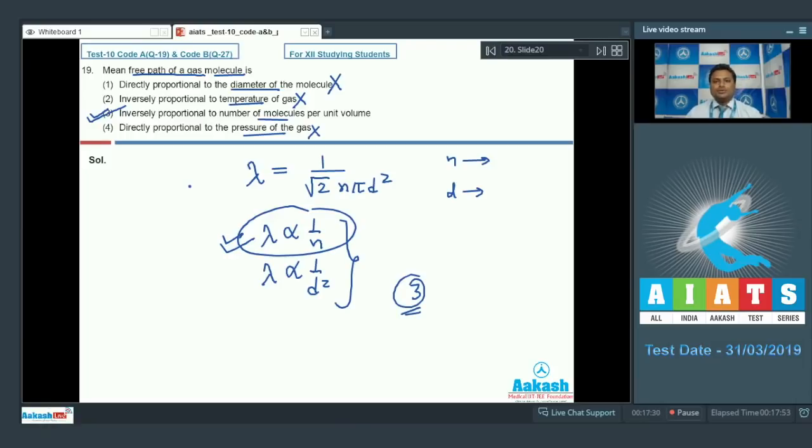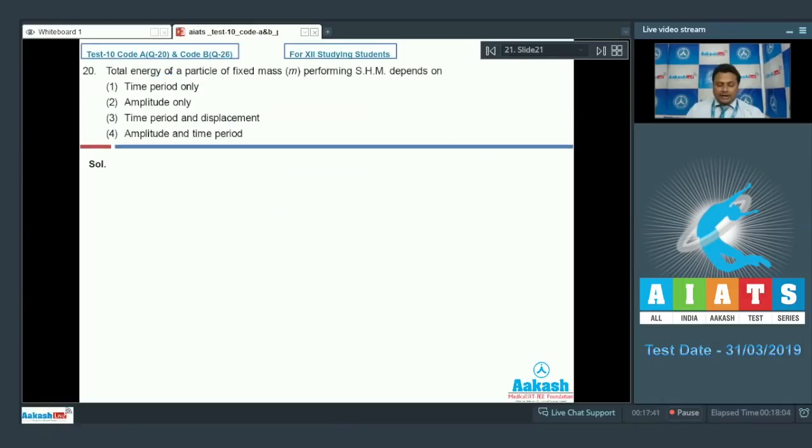Now let us proceed to the next question, that is question number 20. Here is question number 20. The total energy of particle of fixed mass performing simple harmonic motion depends on time period, amplitude, time period and displacement, amplitude and time period.